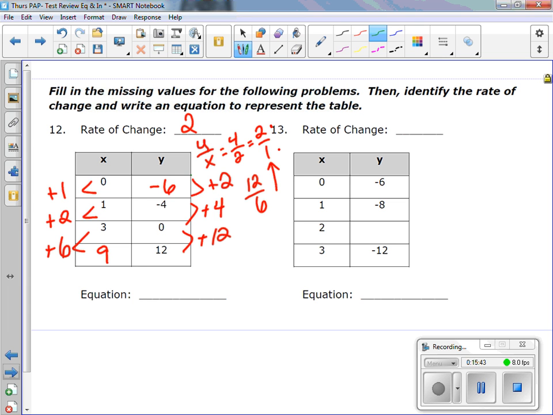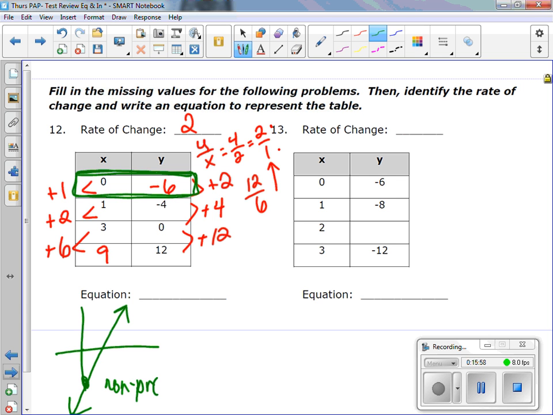Please remember that this box right here is super important, because that tells you on your graph, at 0, I was at negative 6, which means it's non-proportional. It means that that's our starting point, which helps us with our equation.